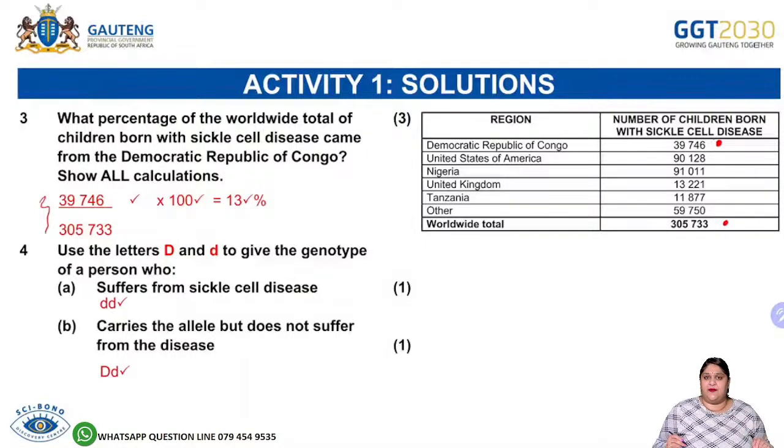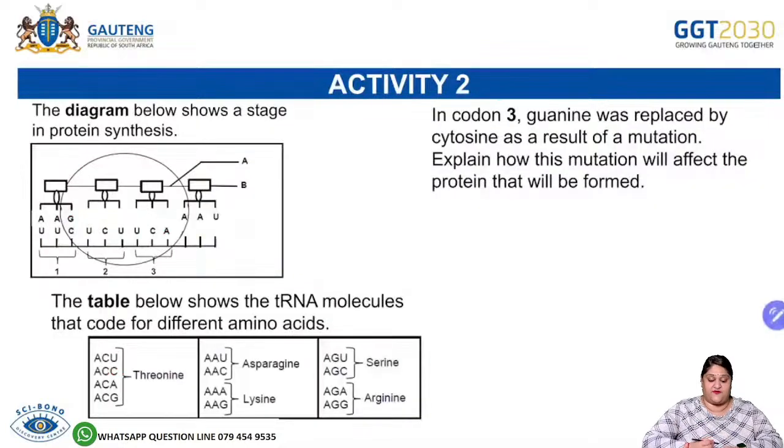So the tricky thing about this section, especially the gene mutations, is that you can see it throughout paper 2. That's the other thing I forgot to mention. This is still part of paper 2, but you can see it everywhere because you have it in DNA, you have it in meiosis with Down syndrome, you can see it in evolution, and then you have it in genetics. So you can really see mutations throughout your question paper. So it can sneak up on you. So please be aware of that.